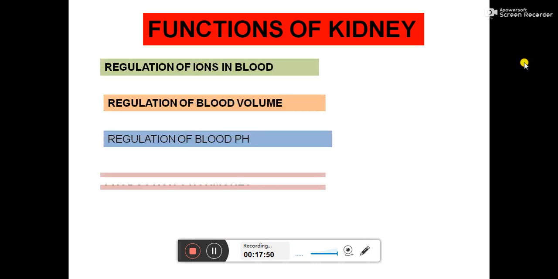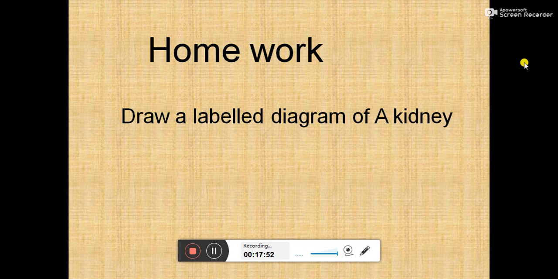So, that was for today. I think this class will help you. Today's homework is to draw a labeled diagram of a kidney. I hope you will do your homework and show it to your subject teacher when your classes are open again.